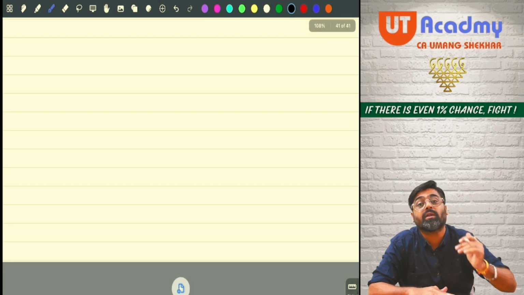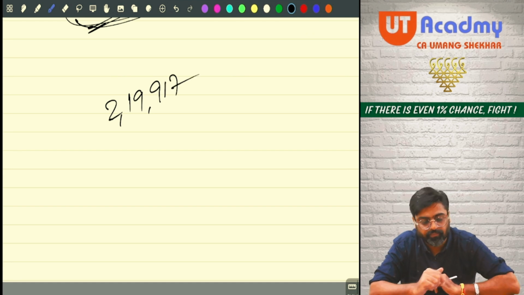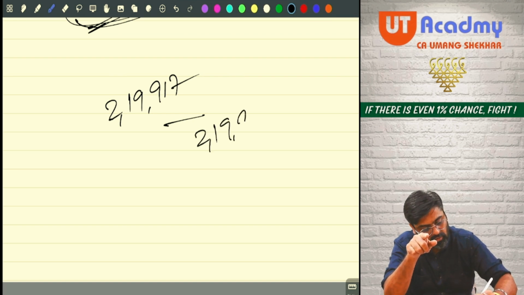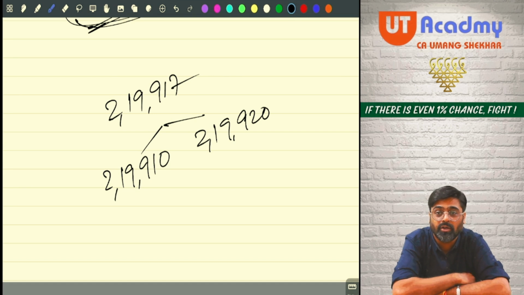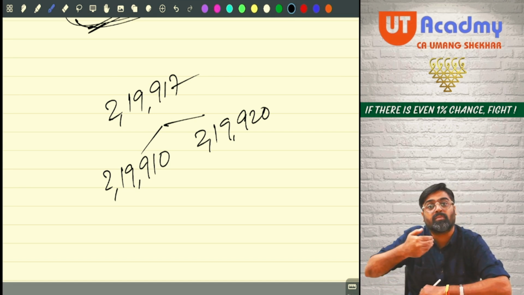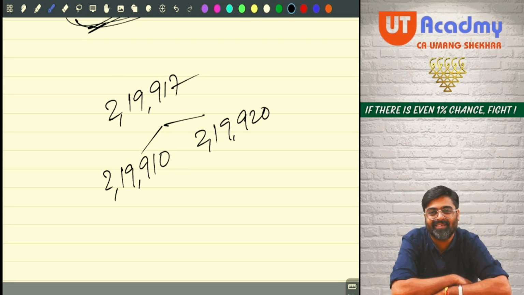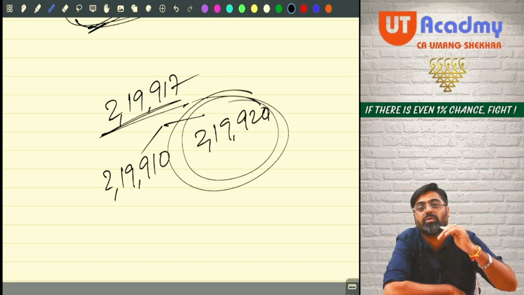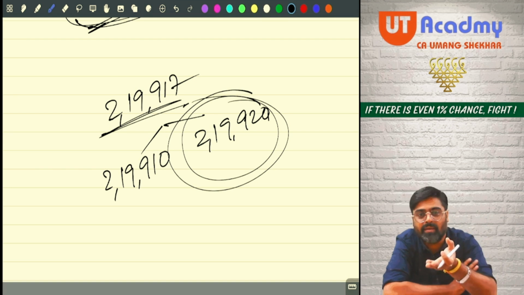What if your tax liability or refund amount is there? For example, your tax liability is 2,19,917. Now see, I will write down. It can either be written as 2,19,920 or as 2,19,910. Which is the nearest one? To reach 910, you will have to come 7 steps backward. But to reach 920, you will have to move 3 steps ahead. Which is the nearest one? This one, no? So this amount will be rounded off to 2,19,920. Yes or no? For tax, you will do the same rounding off.